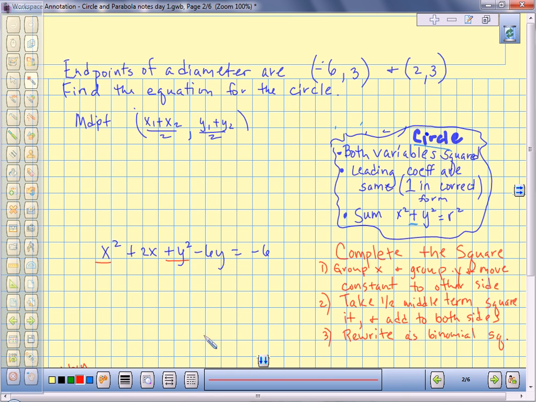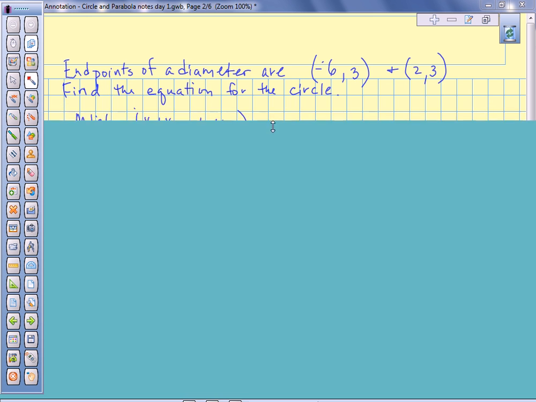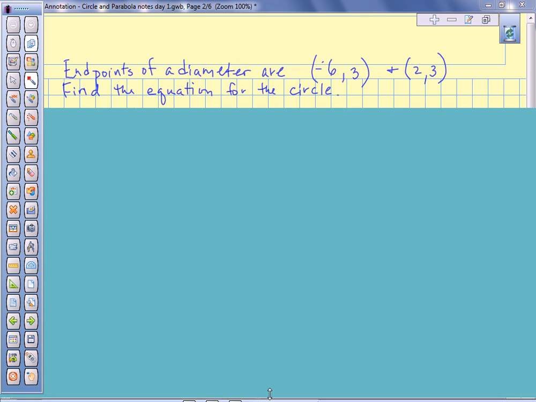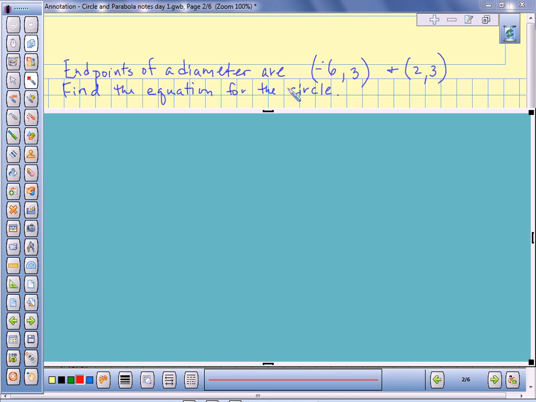We have done circles before. Is it all feeling somewhat familiar? We did some circles last semester, so some of this should be familiar. If the endpoints of the diameter are -6,3 and 2,3, find the equation for the circle.